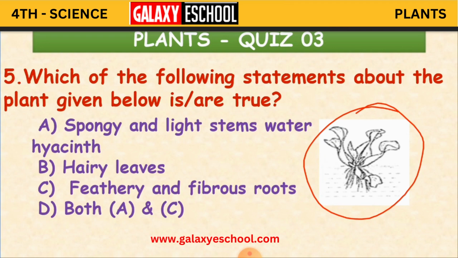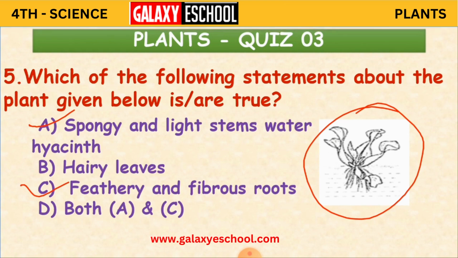A is spongy and light stems, C is feathery and fibrous roots. So D option goes with both A and C. Which is the correct answer? Can anybody guess, children? Yes, it is A and C. Water hyacinth has spongy and light stems, and it also has feathery and fibrous roots.